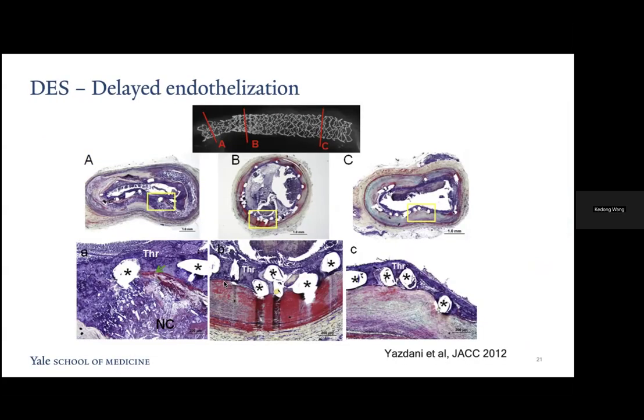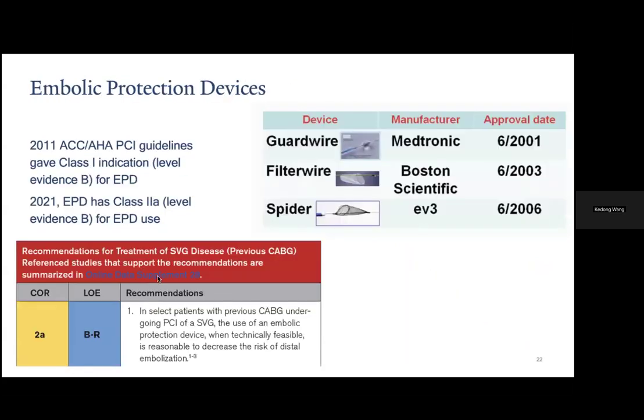So, we talked a lot about the intrinsic features of the vessels, and the next technology that naturally came up was the embolic protection device. So I just wanted to finish this talk on this topic. The 2011 guideline gave a class 1 indication, and that's primarily based on a single randomized clinical trial at the time, which we'll talk about.